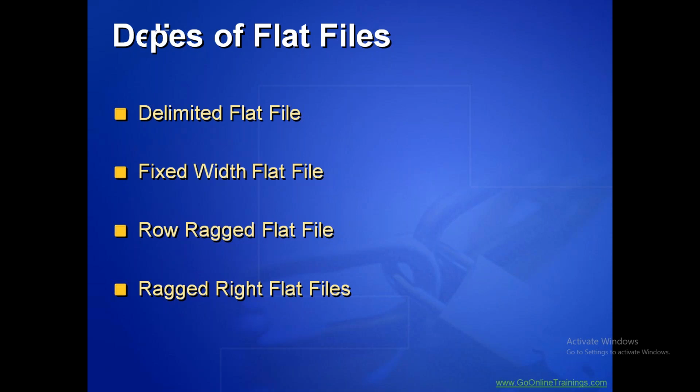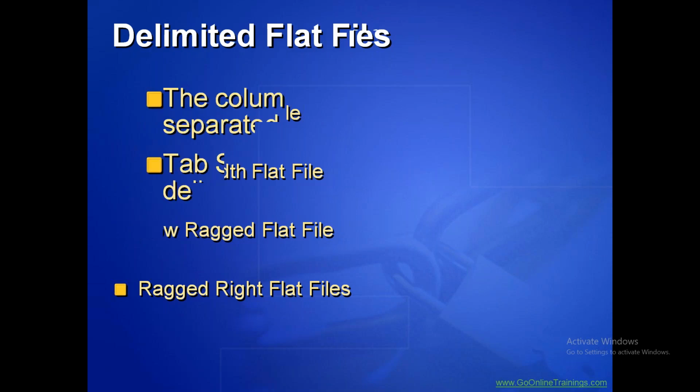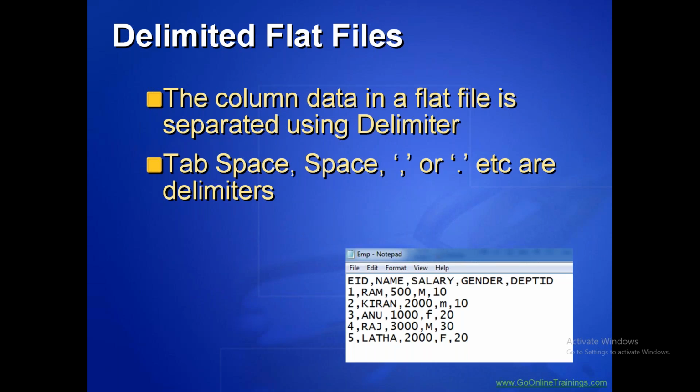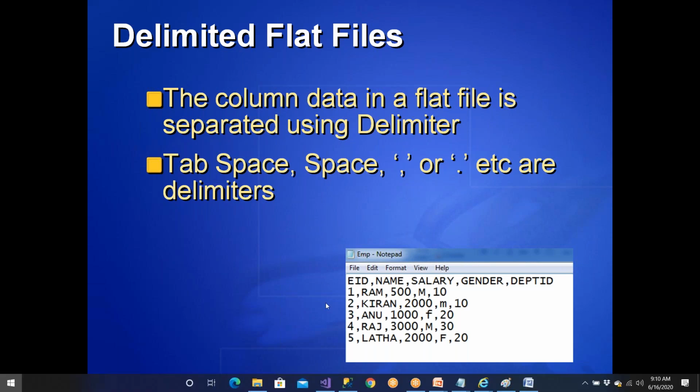What is a delimiter? Like this: employee ID, comma, name, comma, salary, comma, gender, comma, department ID. The comma is a separator called a delimiter. So this is going to be separating the column values. Clear? The column data in a flat file is separated using a delimiter. You may use a tab space, comma, or dot. Anything can be there.